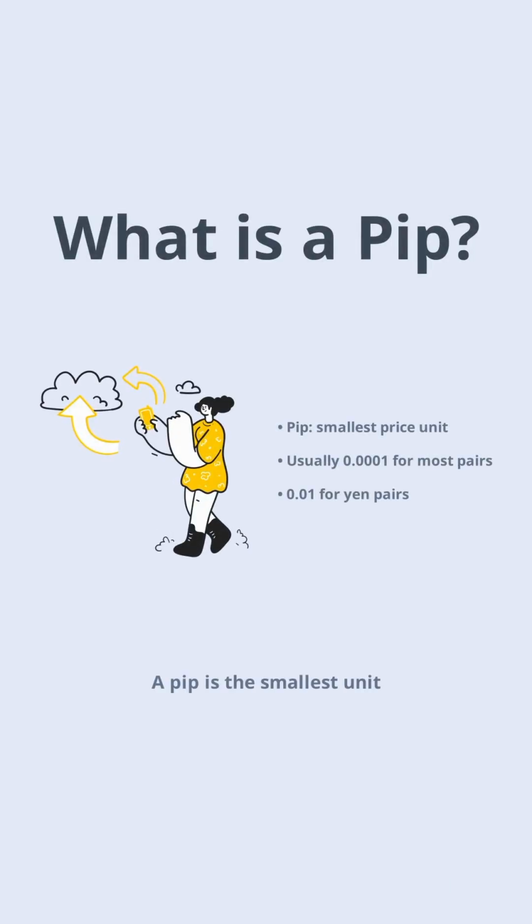A pip is the smallest unit of price movement in Forex trading. Most currency pairs are quoted to 4 decimal places, and a pip is the change in the fourth decimal. For example, if EUR/USD moves from 1.2538 to 1.2539, that's a 1 pip move. For pairs involving the Japanese yen, a pip is the change in the second decimal place. Understanding pips is vital because they're the building blocks of profit and loss calculations in Forex.